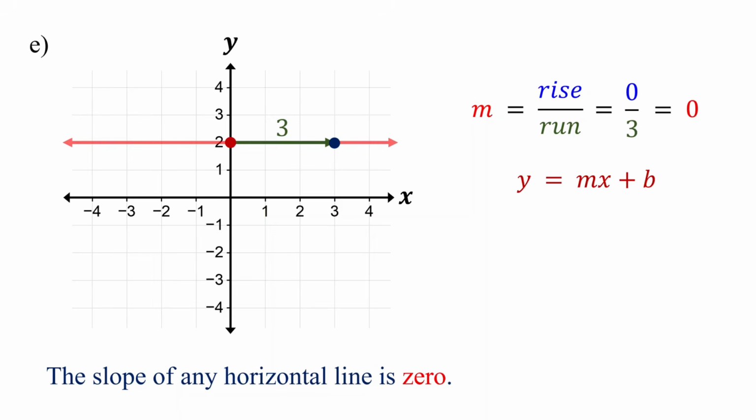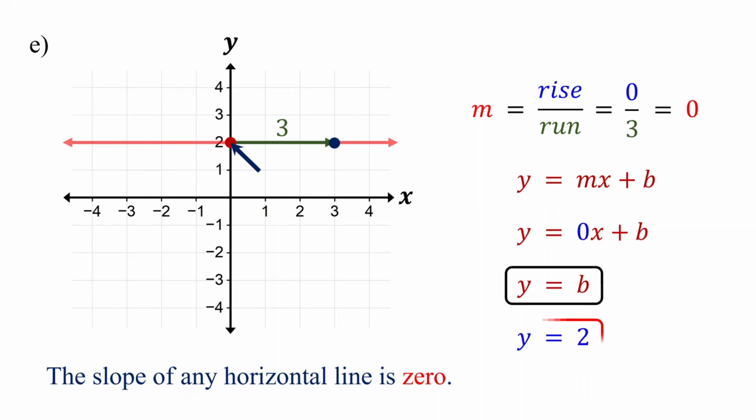Now, in slope-intercept form, if you substitute 0 for m, you find that y equals b. This means the equation of any horizontal line is y equals the y-intercept of the line. Here, the y-intercept is 2, right? Therefore, the equation is y equals 2. This means y is always 2 regardless of the value of x.